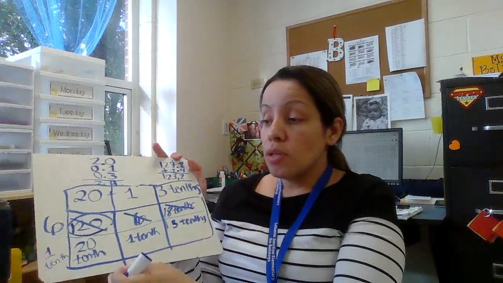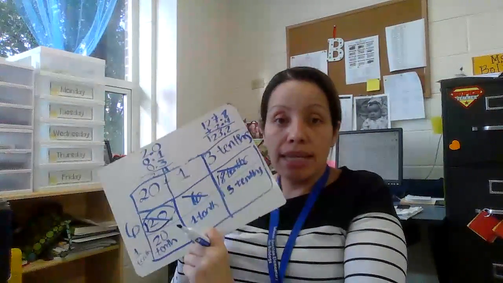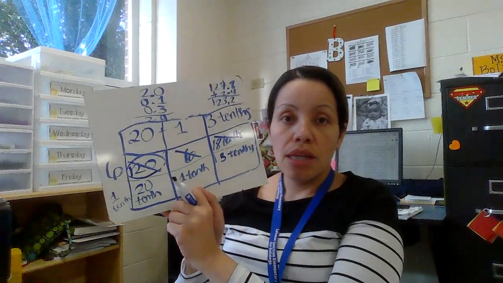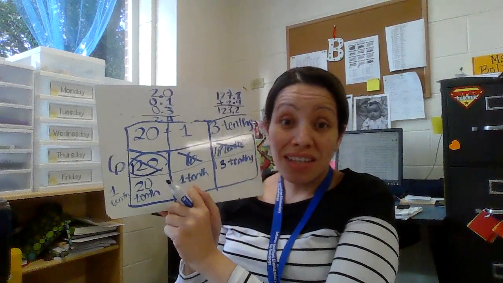So if I use the box method, I can see very clearly that my tenths are there, okay? Now, some of you like to use the algorithm and you may have forgotten to leave your spacer when you're going down.